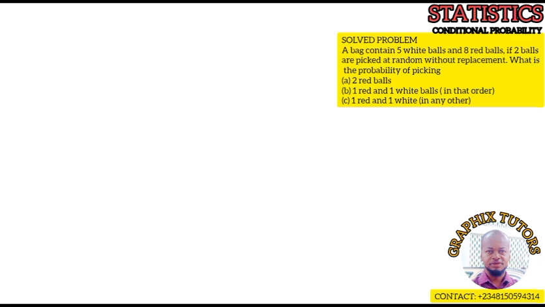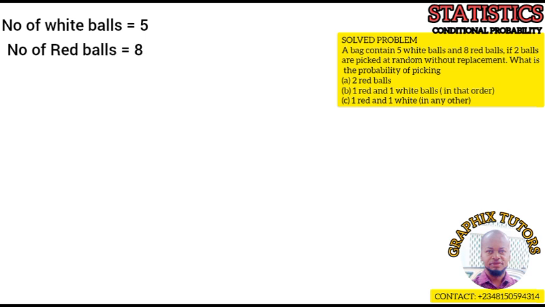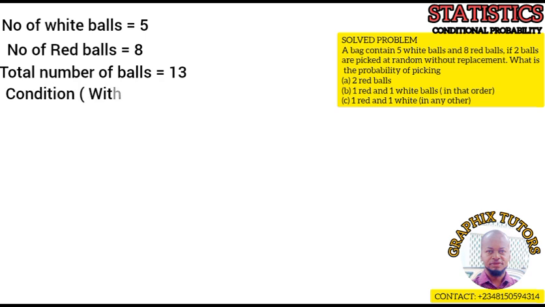Is that okay? So the first thing you have to do is to write down the givens, and the givens in this question is the number of white balls is 5, the number of red balls is 8. Then the total number of balls will now be 5 plus 8, and that is 13. So one thing you should put in your head is that it is without replacement. As you are removing any ball, you are not replacing them. Are we together? And remember, we're selecting.